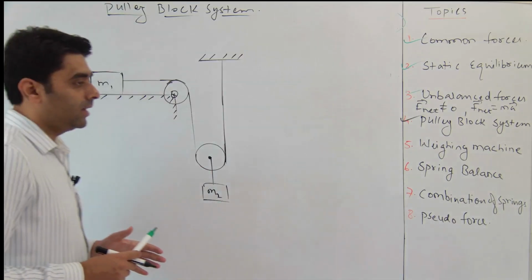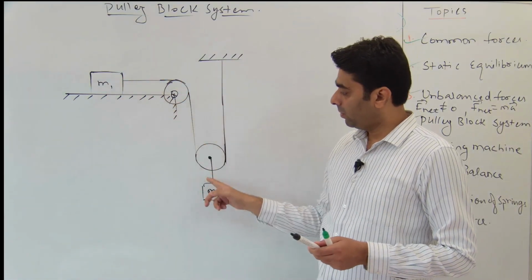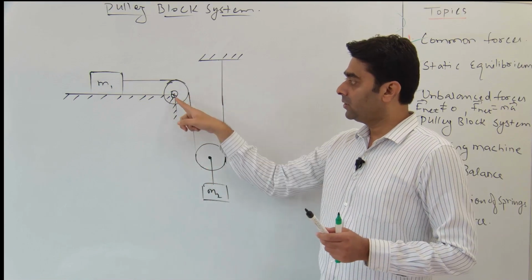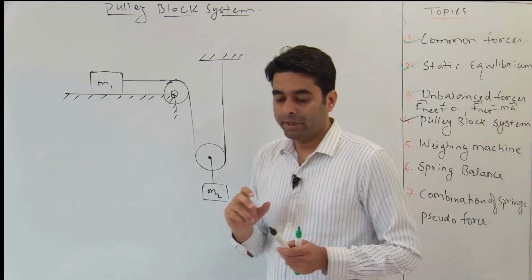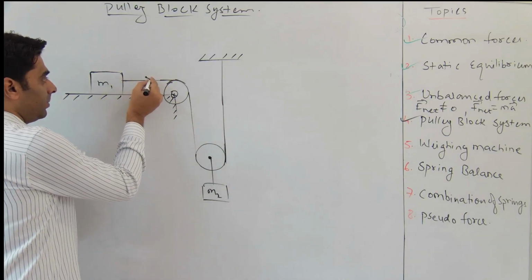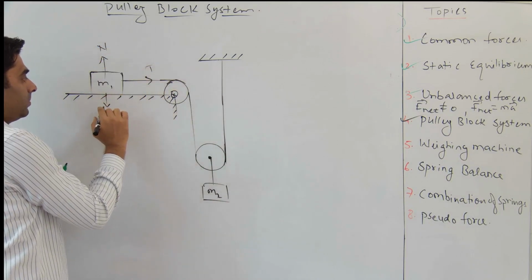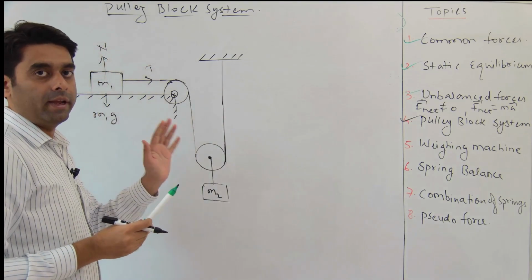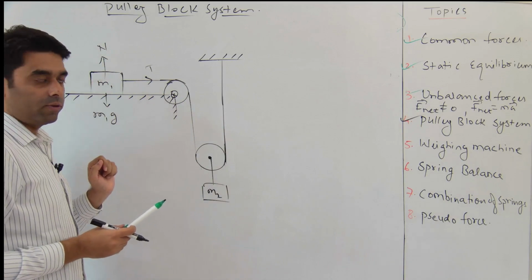Now, the case that I have considered over here is we have two blocks M1 and M2 which are connected with the help of two pulleys. One pulley is fixed, another pulley is movable, right? Let us draw the FBD first of all. So for this M1, over here tension will be acting, normal will be up, and M1G will be down. Normal and M1G are vertical, so they don't play any role in the motion of M1, right? So only tension is responsible for its motion.